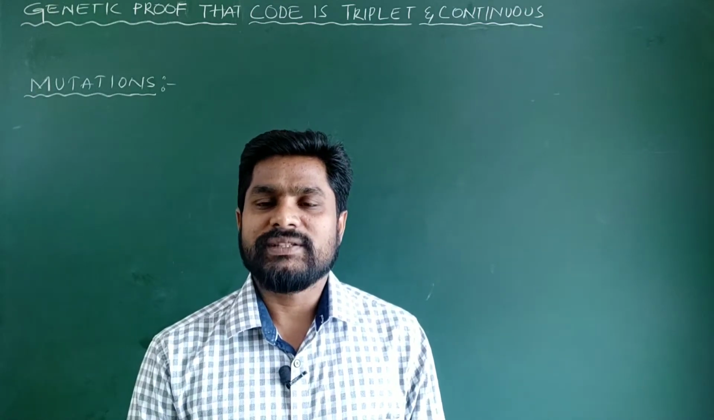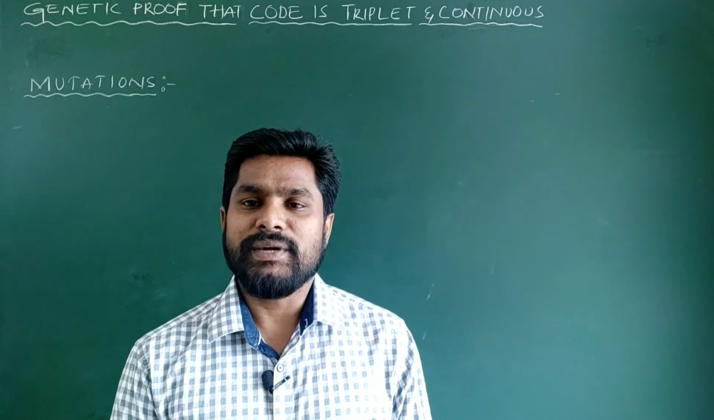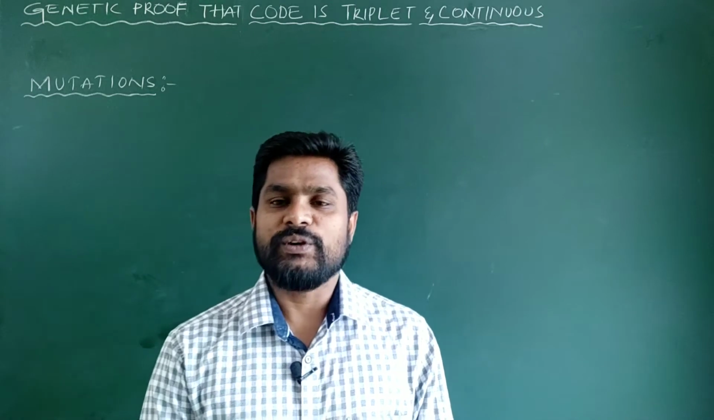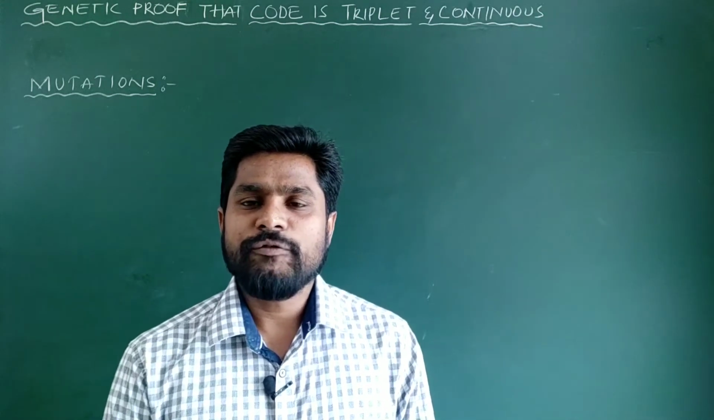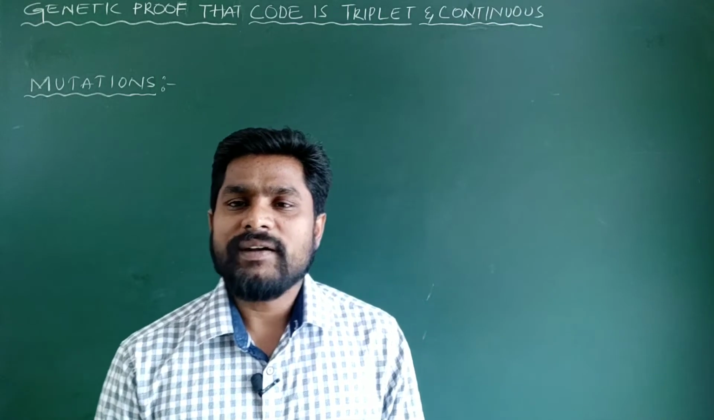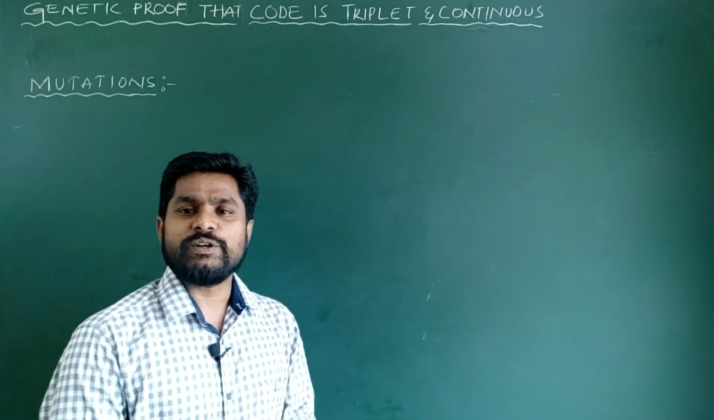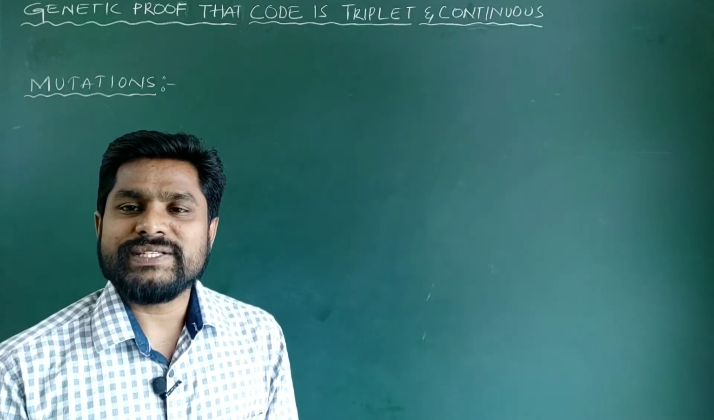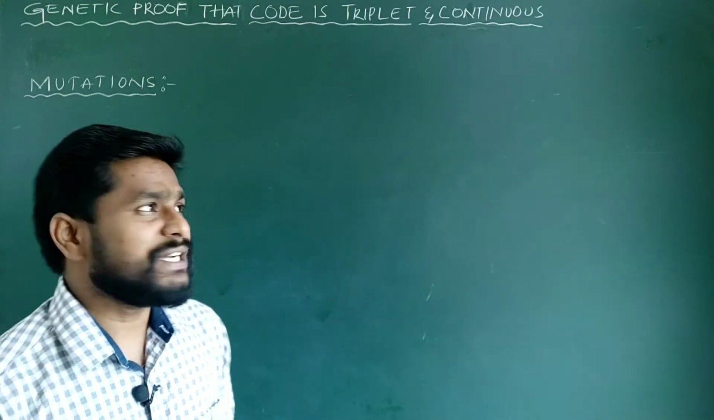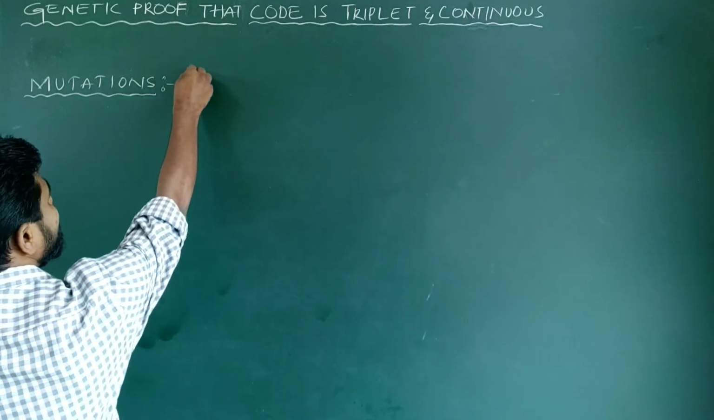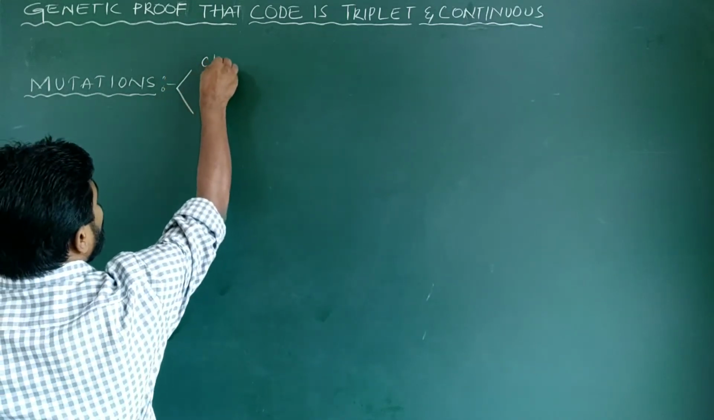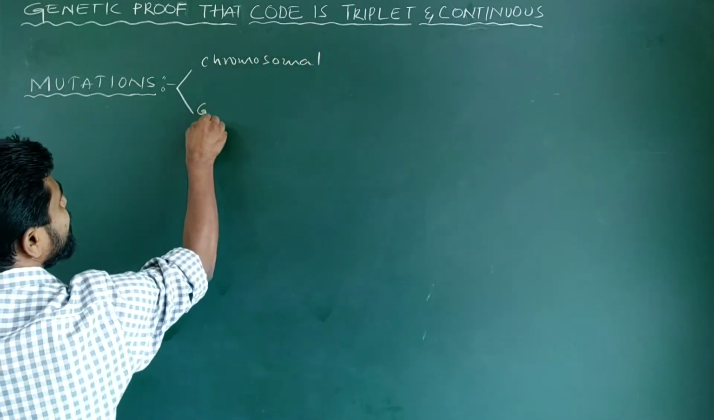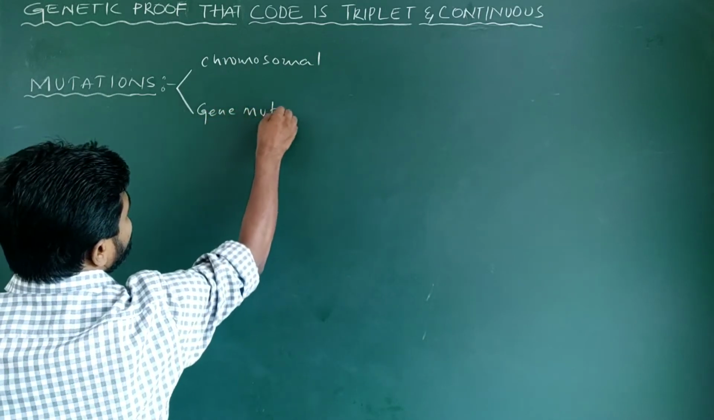Let's get into today's topic, that is, the genetic proof that the code is a triplet and the code is continuous. To help you understand this genetic proof for the salient features of the genetic code, let me give you a brief overview of mutations. We can define mutations as the appearance of sudden heritable changes in the organisms of a population due to sudden changes in their genetic makeup. These mutations can be divided into two major categories. Those are chromosomal mutations and the second one is gene mutations.